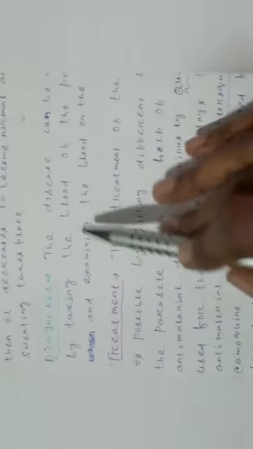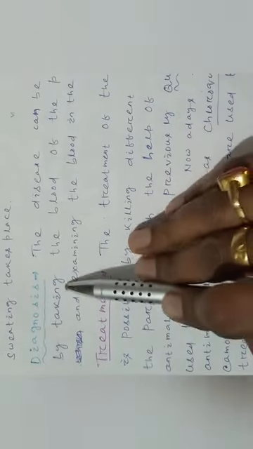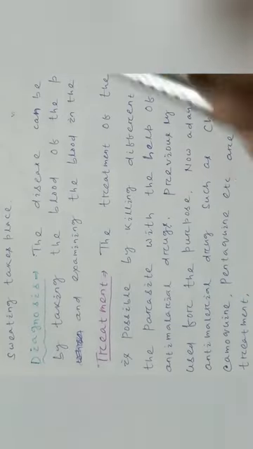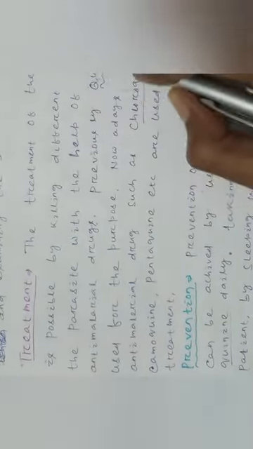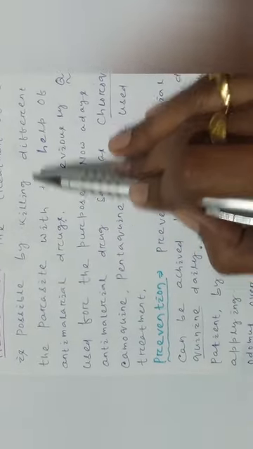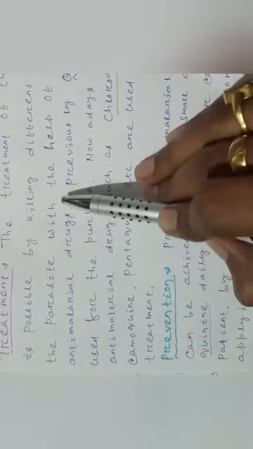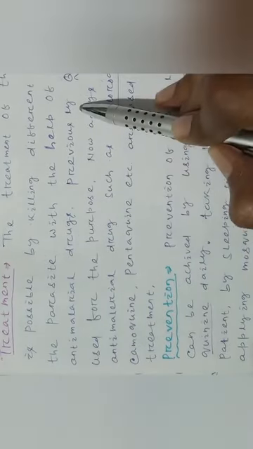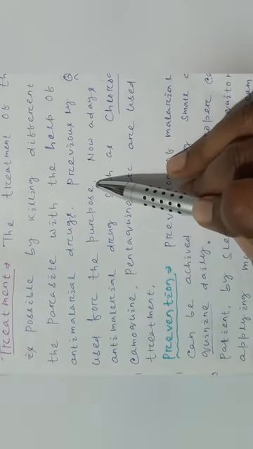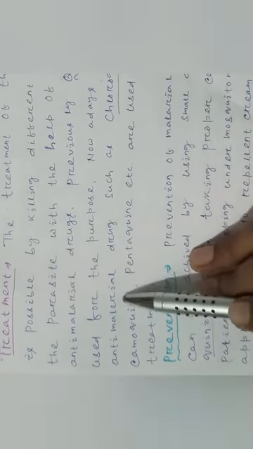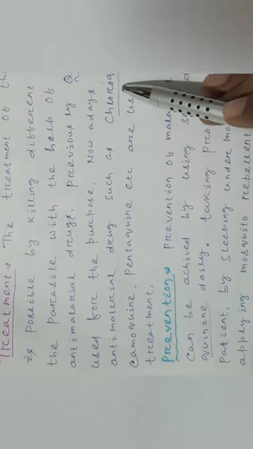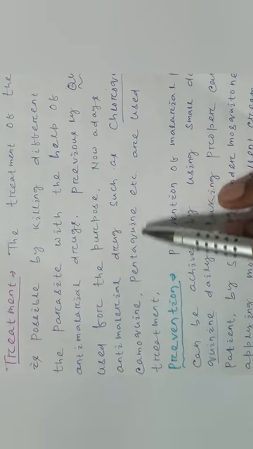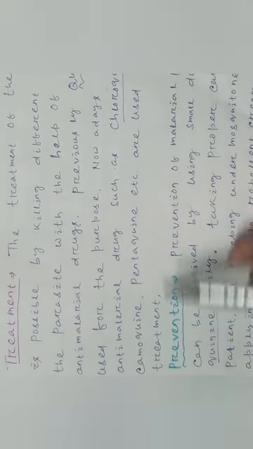Then diagnosis. The disease can be diagnosed by taking the blood of the patient and examining the blood in the laboratory. Treatment. The treatment of the disease is possible by killing the different stages of the parasite with the help of several anti-malarial drugs. Previously, quinine was used for the purpose, but nowadays several anti-malarial drugs such as chloroquine, plasmocid, chemoquine, pentaquine, etc. are used for the treatment.